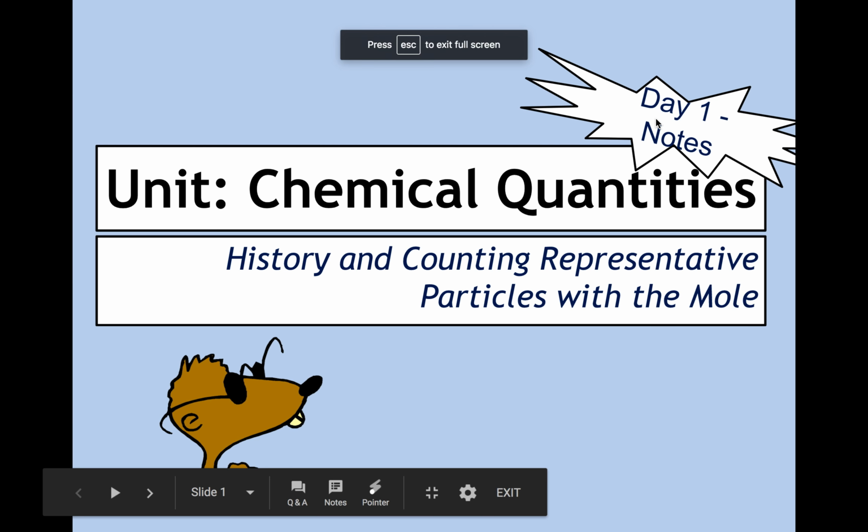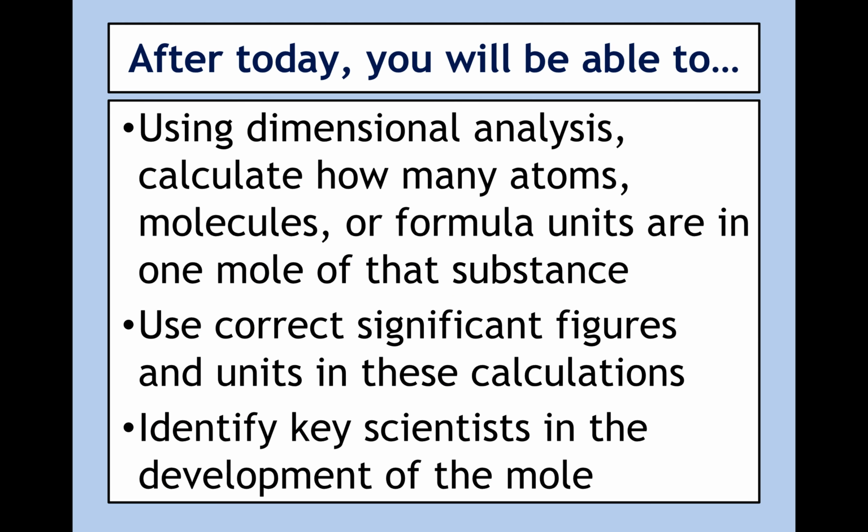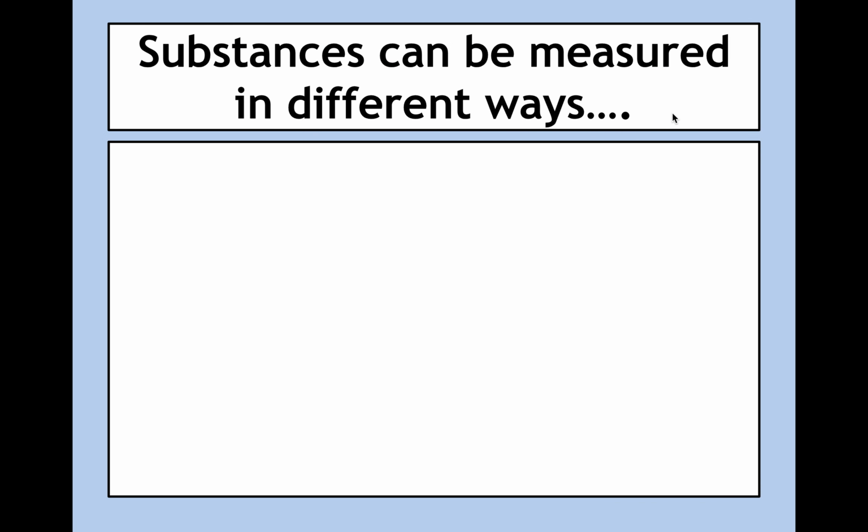Chapter 8, chemical quantities, and we're going to be looking at something called the mole. We're going to be using dimensional analysis again, and we're going to take this very step by step. If you didn't get it the first time, hopefully you'll get it really well the second time. We'll be back to using significant figures, and we'll be looking at some key scientists that developed this concept of something called the mole.